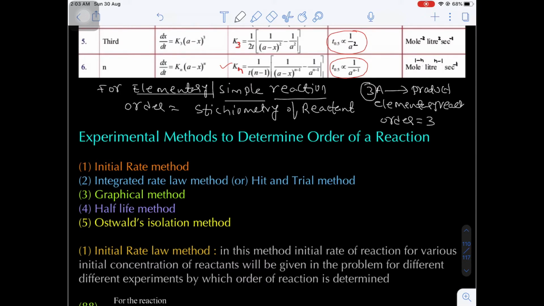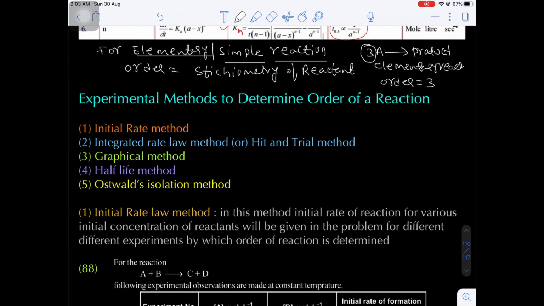Are you getting my point? This is very important. If it is not mentioned in the question, then we should not consider the stoichiometry coefficient. Only in elementary reactions, one step reactions or simple reactions do we consider the stoichiometry coefficient of the reactant as the order.